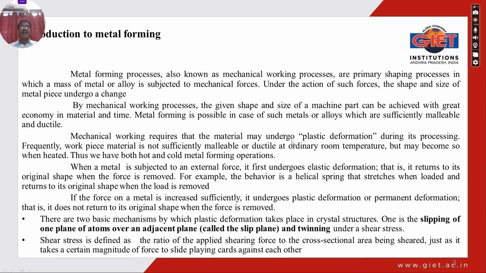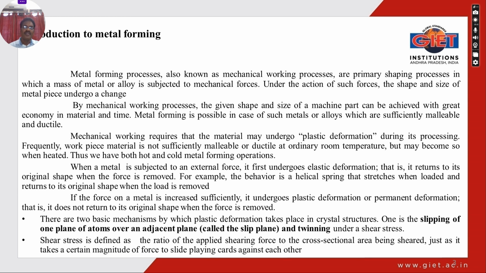So what will happen in the case of a metal forming process? Metalworking processes require that a material undergoes plastic deformation during its processing. The metal is plastically deformed. Metal is not sufficiently malleable or ductile at room temperature. Sometimes, in such a case, the metal may be heated, and based on that, metalworking or forming processes can be classified into two types. One is called the hot working process, and the other is called the cold working process.